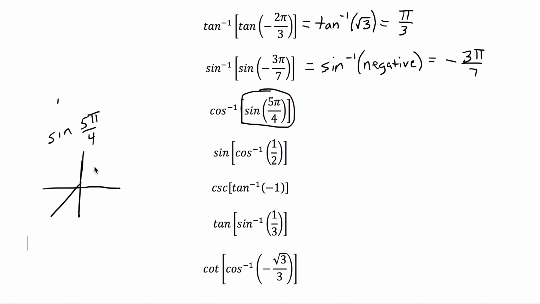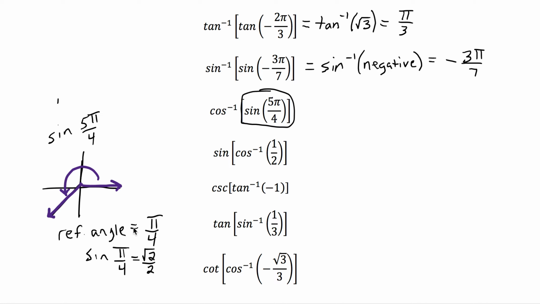All right, so I'm going to draw my angle real fast. There's my initial side. There's my terminal side. It's coming around in that direction. So that angle is in quadrant 3. Remember that your reference angle in that case would be pi over 4. I know that sine pi over 4 is square root of 2 over 2. And I know that in that third quadrant, it should be negative. All right, so the answer to this would be negative square root of 2 over 2.